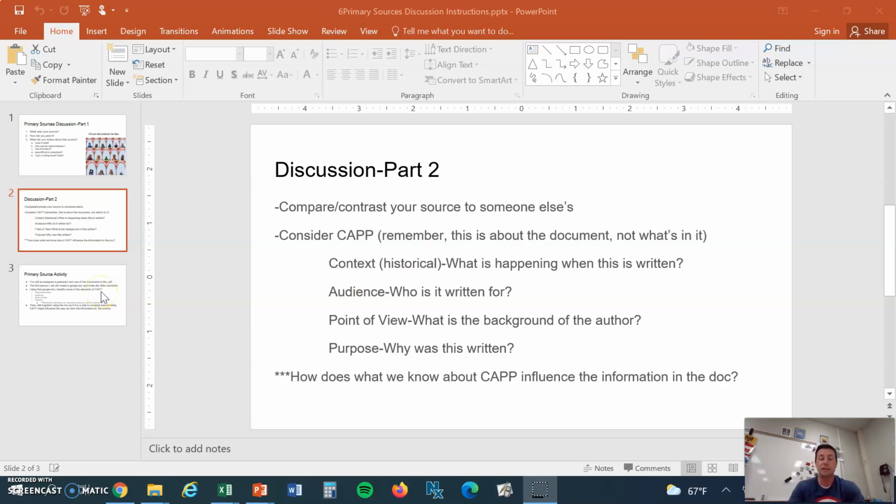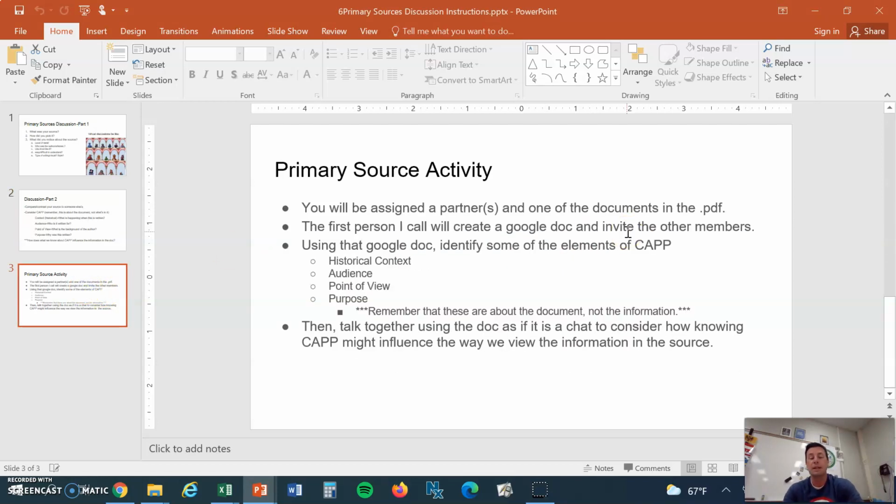So for this activity, you're going to use those four things. You're going to use CAPP to examine some documents, some very short excerpts that actually are coming from the 2015 AP World History exam. So you'll have a small excerpt that I'll show you in just a second here. And for that excerpt, I would like you to identify the historical context, audience, point of view, and purpose. But we want to go beyond that.